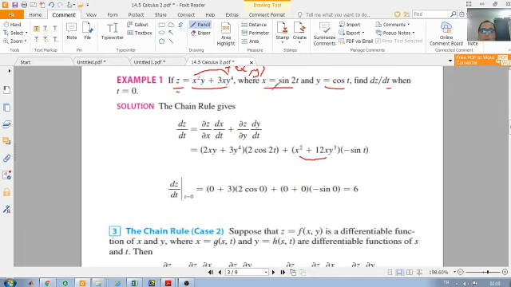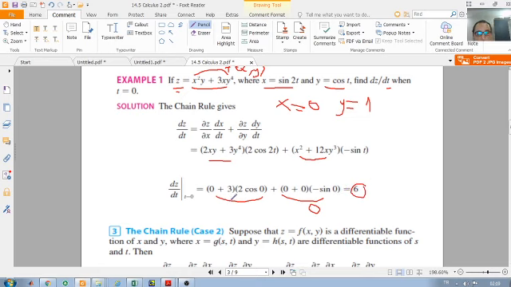And we can find the values of the variables x and y at t equal to 0. Writing 0 for t, we get x is equal to sine 0, which is 0. y is cosine 0, which is equal to 1. Writing them here, we have 0 plus 3 times 2 times cosine 0, plus 0, since x is equal to 0, times minus sine 0. So the second term is 0. The first term is 3 times 2, so we have 6.